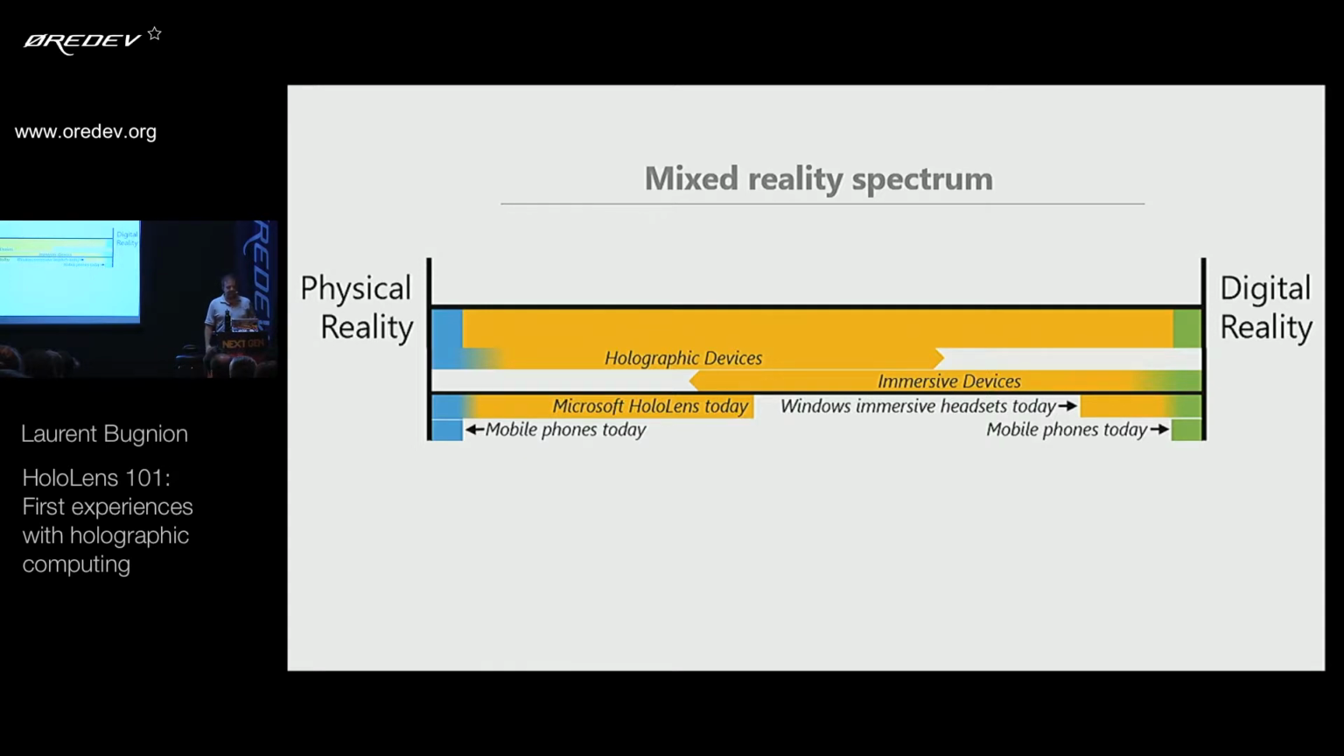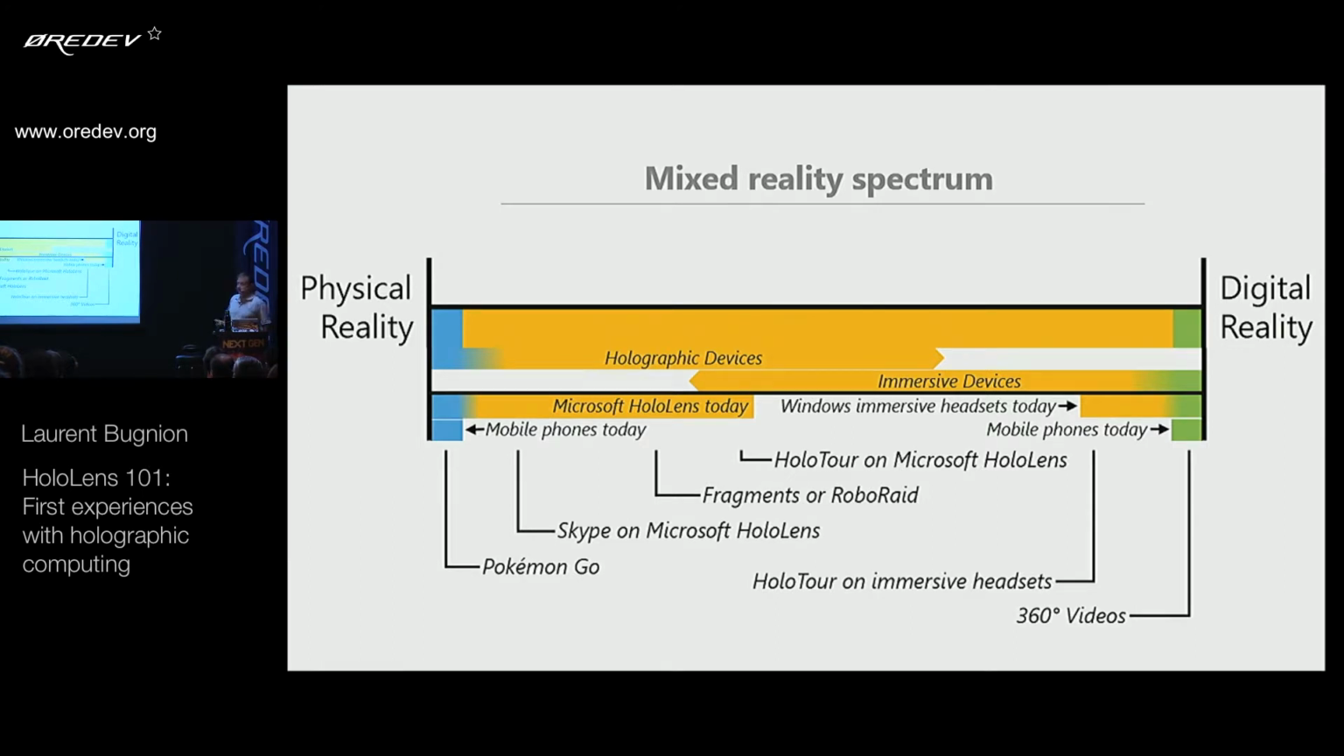Okay, so we have some mobile phones which can handle digital reality, like fully immersive, and then we have mobile phones which handle AR, augmented reality. HoloLens is rather on the side of AR, and the Windows immersive headsets, like the Acers that I had before in the picture, are rather, on the other hand, on the digital reality side. And then depending on the application, they are placed on the continuum, if you want.